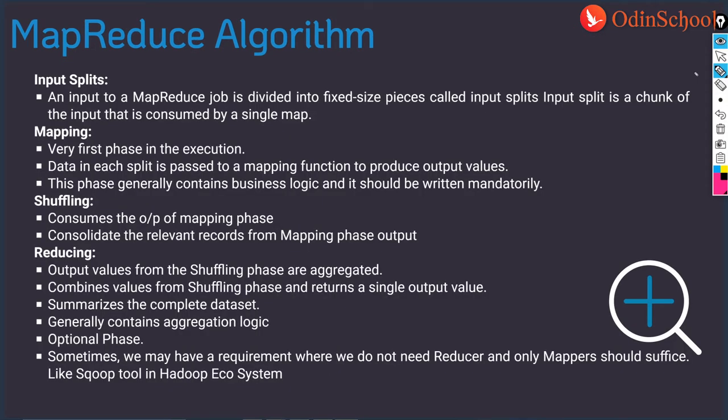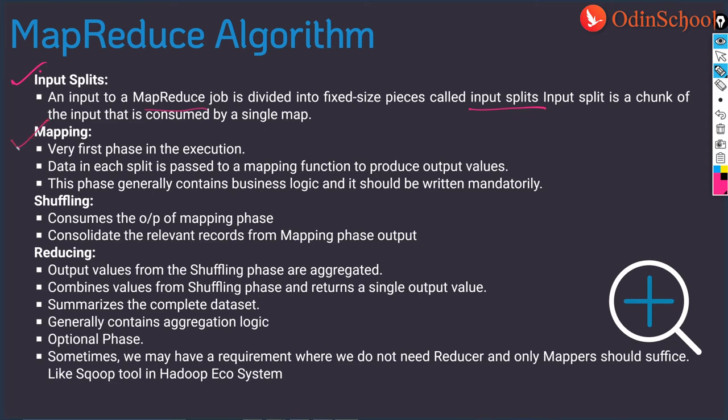So this is what we have discussed in this word count problem. These are the phases which we already discussed, like input splits, which is the input to a MapReduce job. Your job would be divided into fixed size pieces called input splits. An input split is nothing but a chunk of the input that is consumed by a single mapper, right? That is what we have seen.